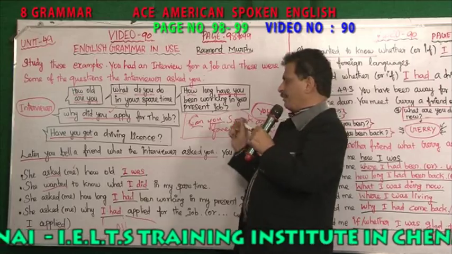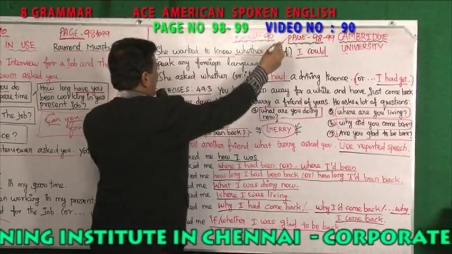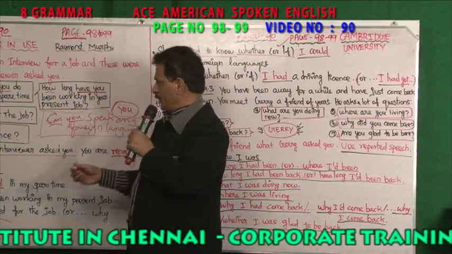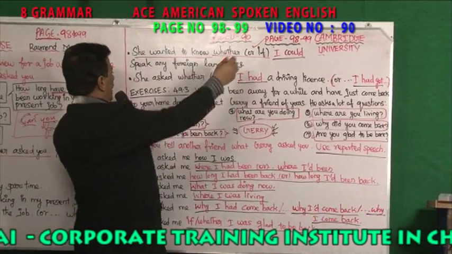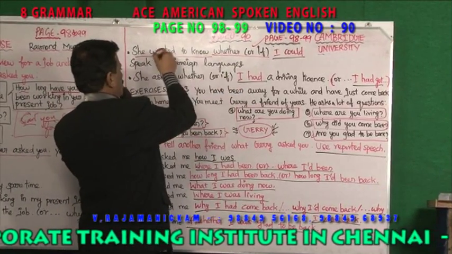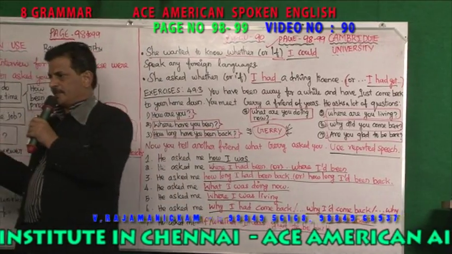Can you speak any foreign language? She wanted to know, you use whether or if. Whether I could speak any foreign language. You changes into I. Can changes into could. Whether I could speak any foreign language, or she wanted to know if I could speak any foreign language. Are you clear about it?